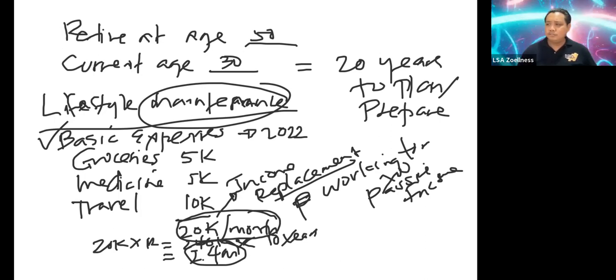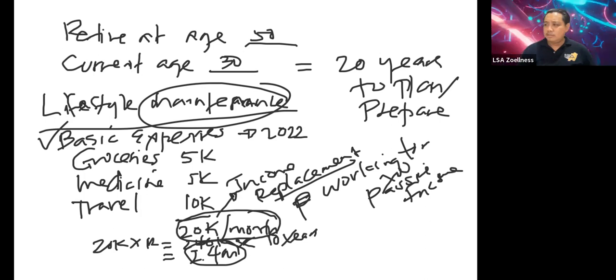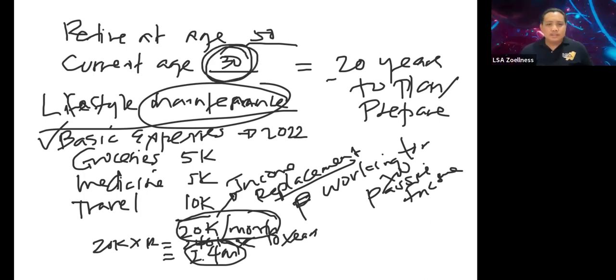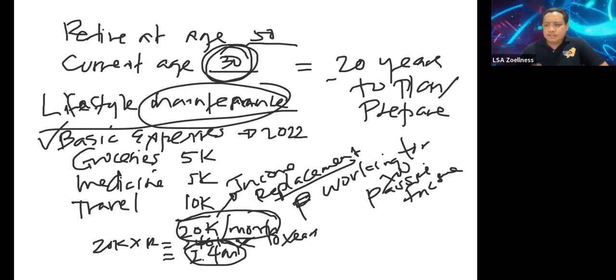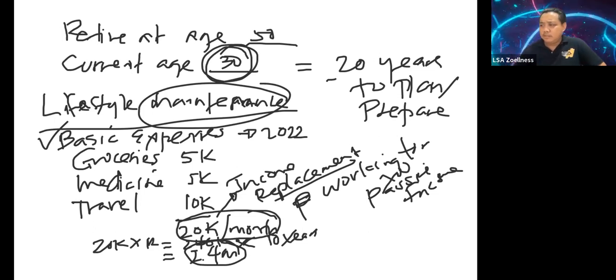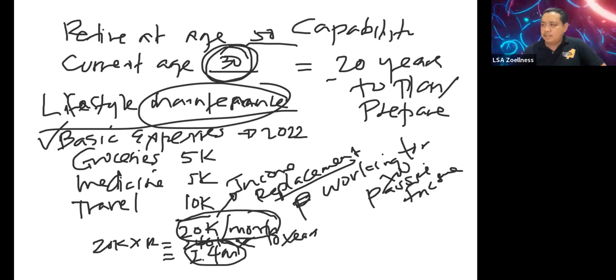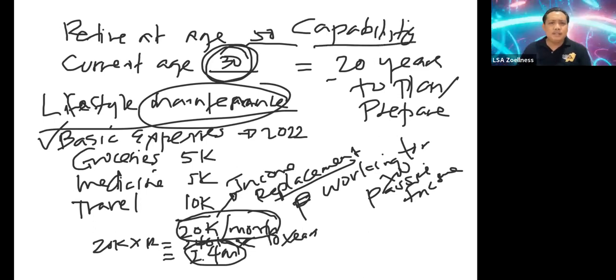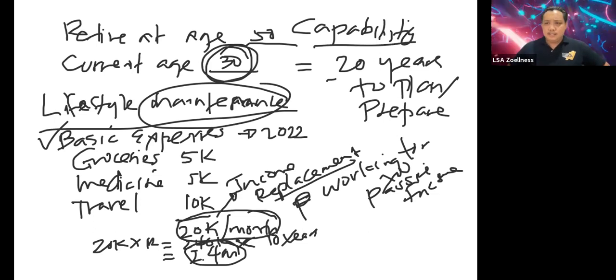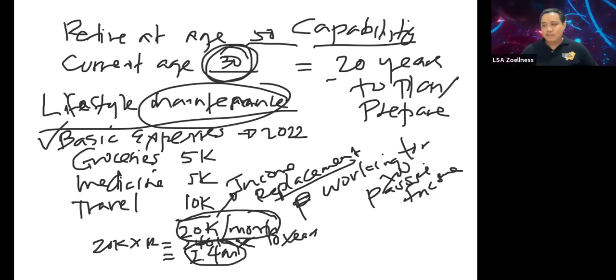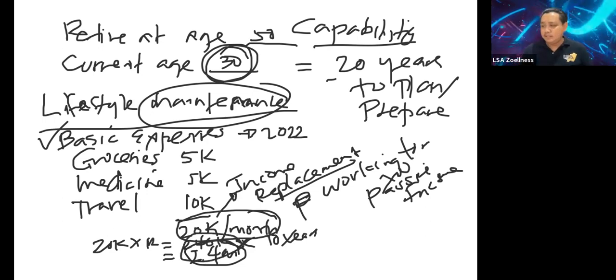Kung ngayon, ibig sabihin pala you can retire at age 30. So as we have discussed earlier, retirement has nothing to do with age. Is your, what's the word? Capability. Okay? But realistically, we know that not everybody is capable. So hold on to this figure, 2.4 million.